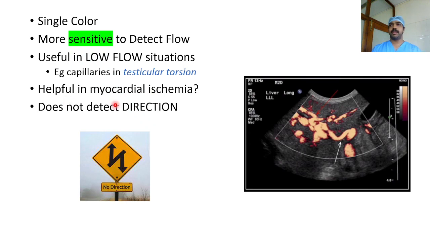Whether it's helpful in myocardial ischemia, I'm not sure. Because if that is the principle, in the myocardium also we can detect flow, but it is not used. So this is how the power Doppler image looks like. It will detect very small flow, but the direction we cannot estimate. So in testicular torsion, we can use power Doppler just to look for viability.